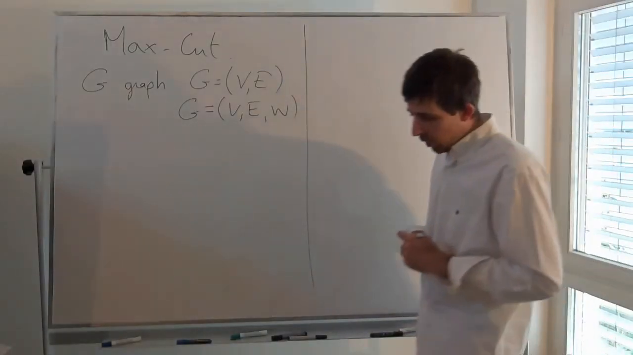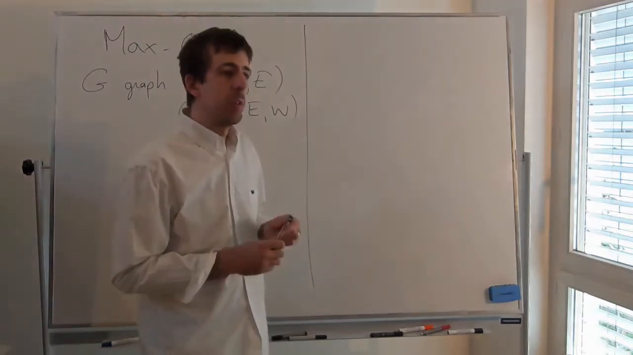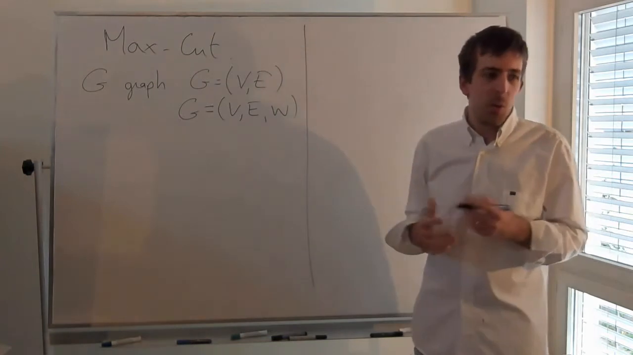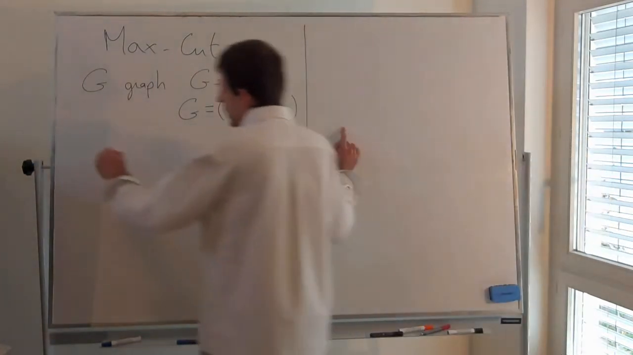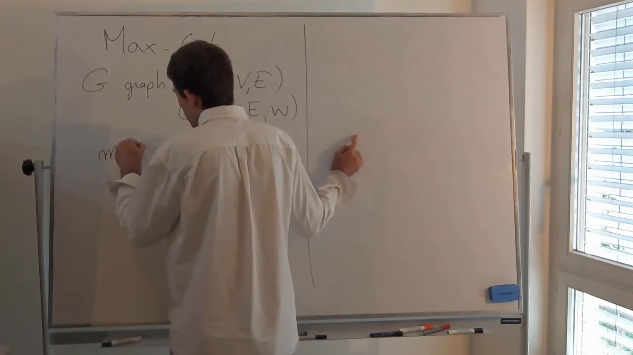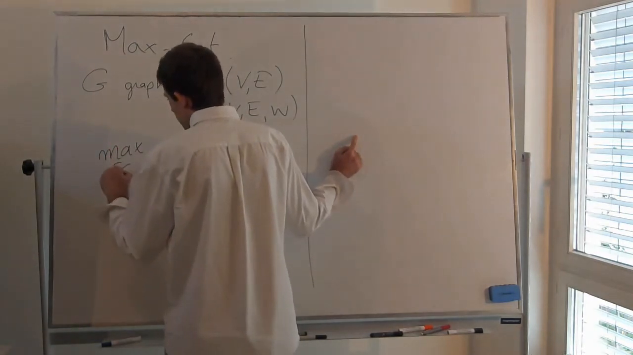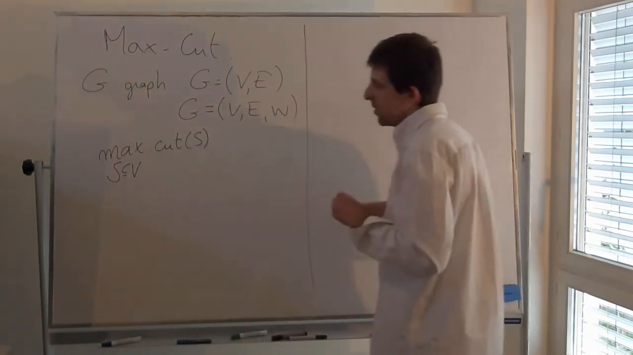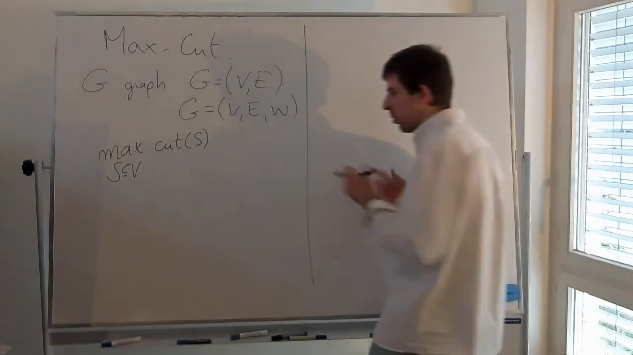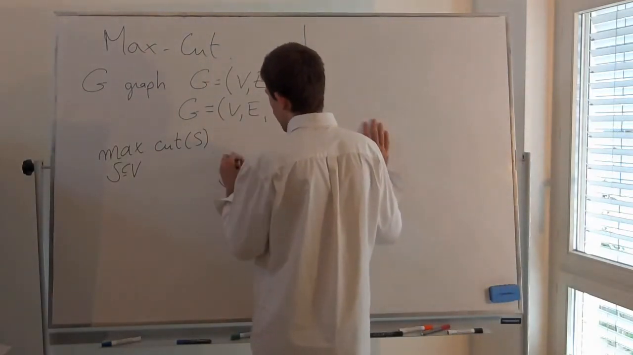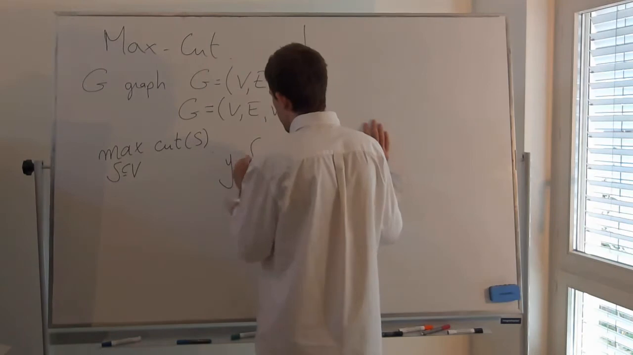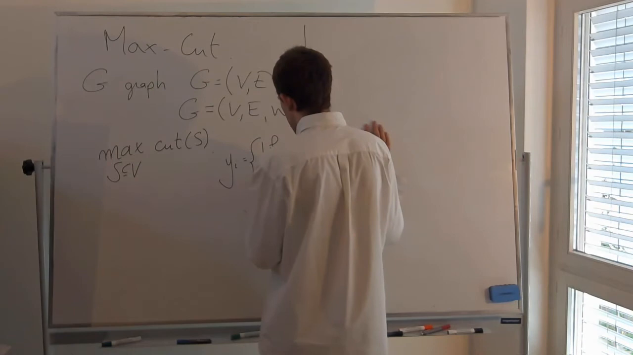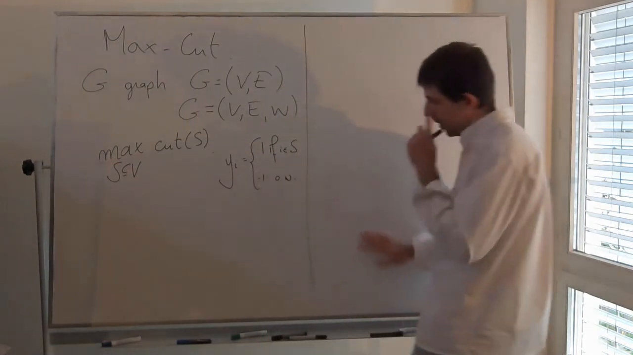Just like we did when looking at spectral clustering, we're going to reformulate the problem of max cut in a more linear algebra way. So what we had was we wanted the maximum, over S a subset of the vertices, of the cut of S. But we can formulate this with a membership vector. We want y_i to be 1 if i is in S, and minus 1 if i is not in S.